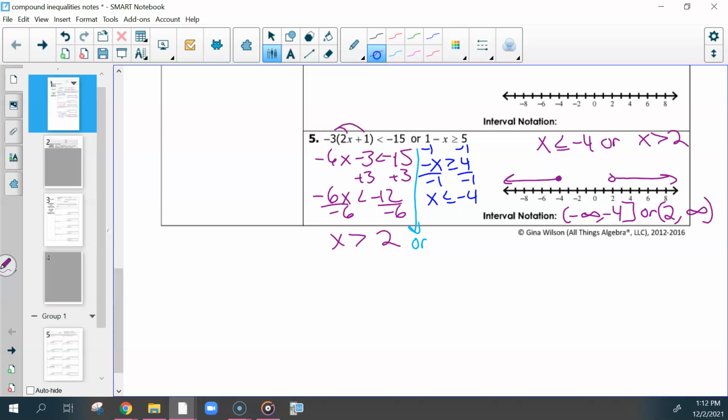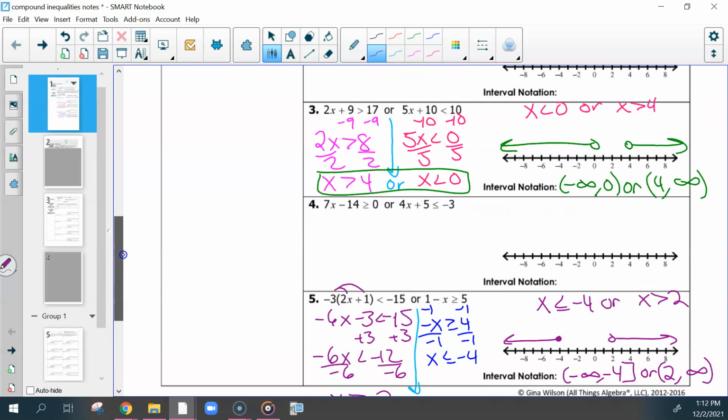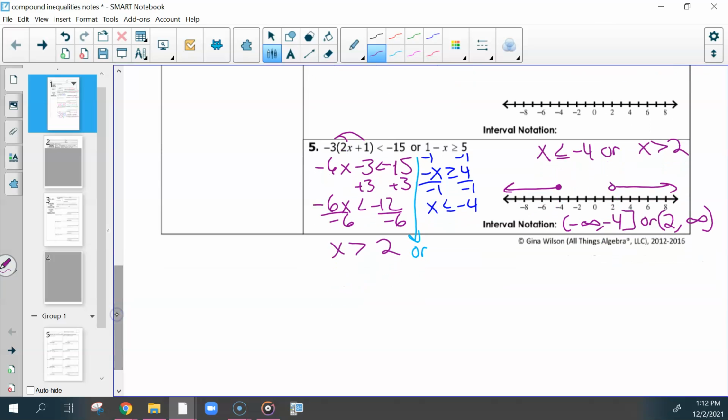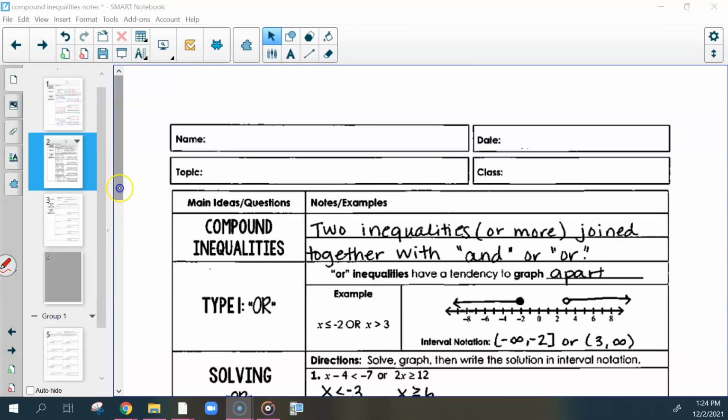Questions, concerns, any confusion on that one? I'm going to give you the next 5 to 10 minutes to do numbers 2 and 4, and then we'll come back and we'll talk about them. Let us know if you have any questions as you're working through them, and you have this time to work.